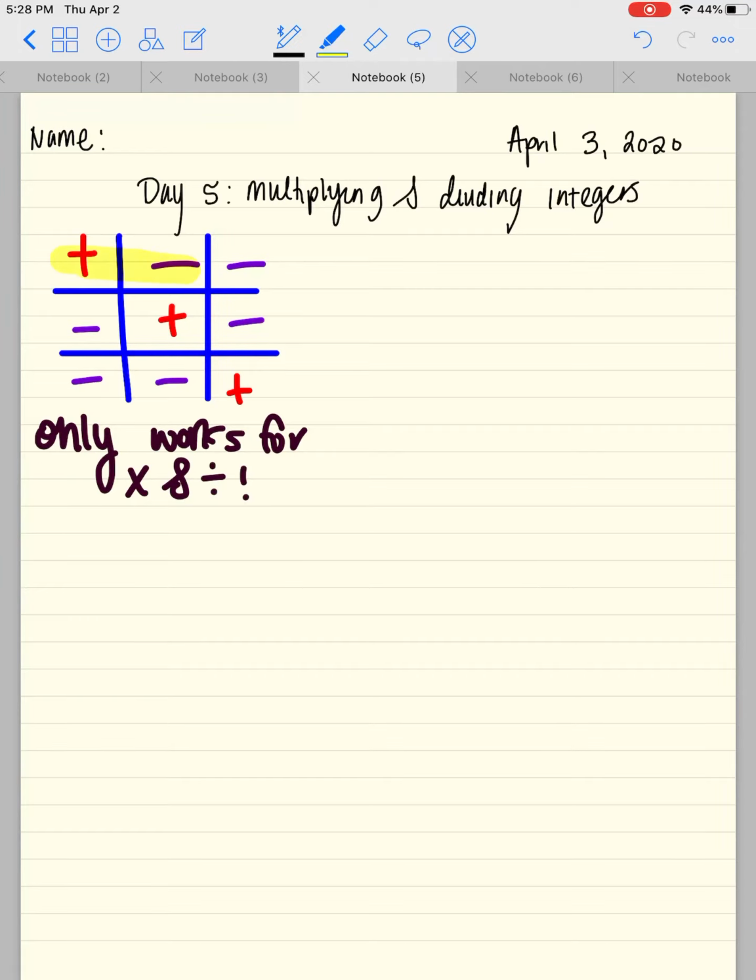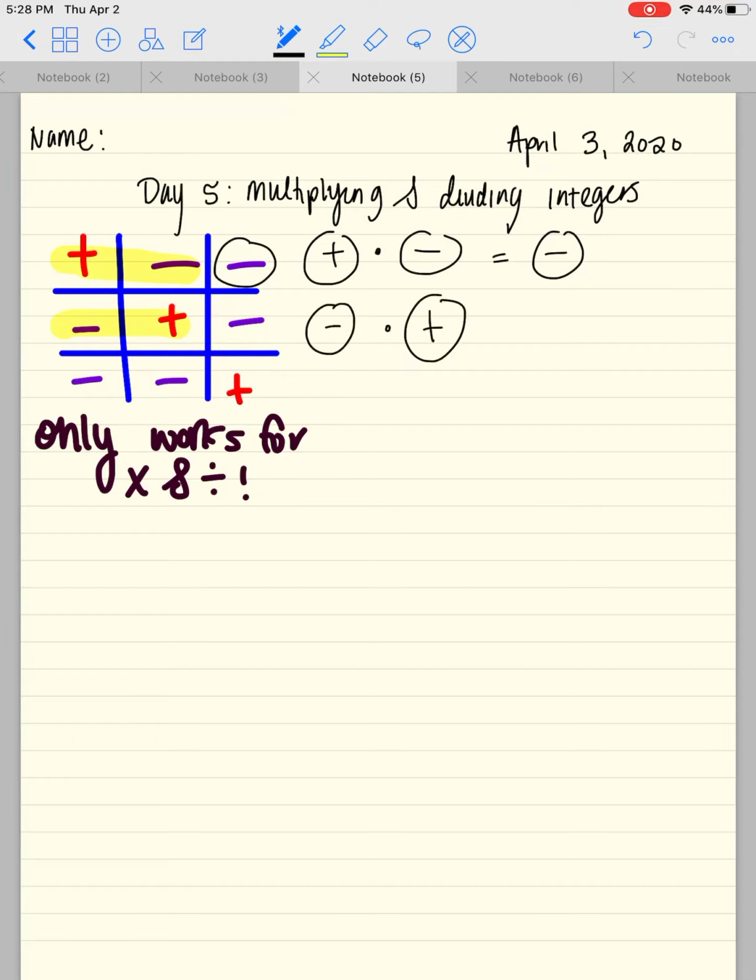So we have a positive times a negative. Positive times a negative is going to give you back a negative. And then you have a negative times a positive will give you back a negative. And then here you have a negative times a negative will give you back a positive. So right now we just went over the rules for multiplication. It's that simple, right?